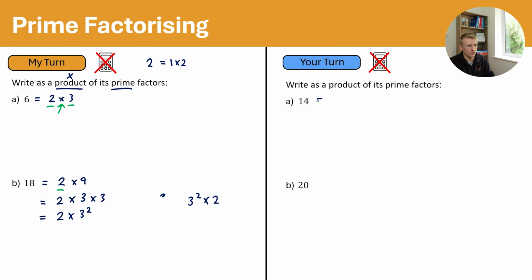So 14 we would write as 2 multiplied by 7. And then we want to do a quick check. Those are both prime numbers, so that's okay. I don't need to simplify it any further.